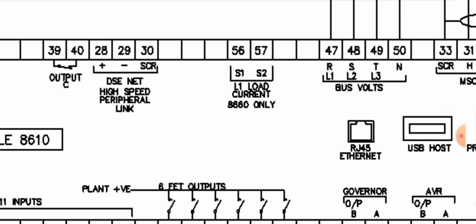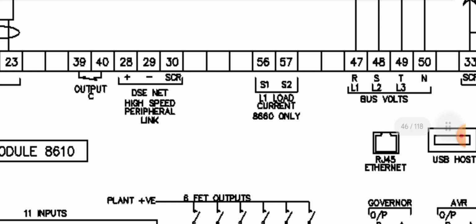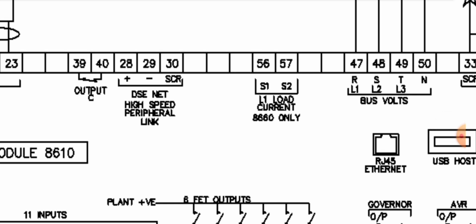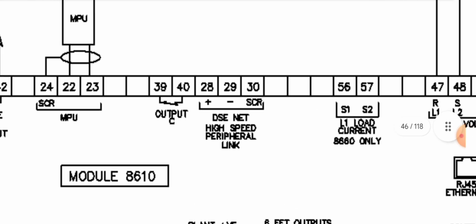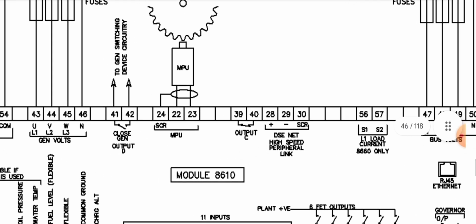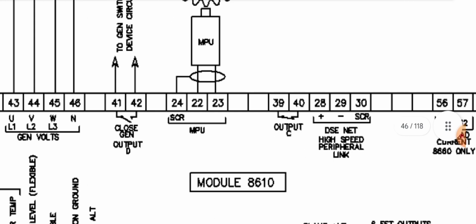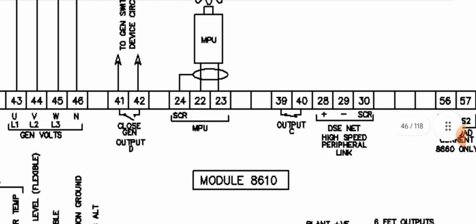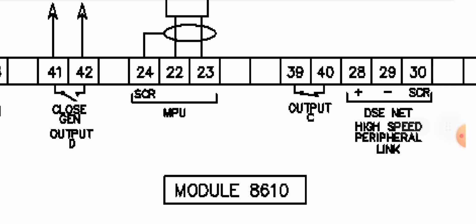As you can see here, pin 56 and pin 57. This is the group CT connection. Pin 39, 40, 28, 29, 30. This is the DSE high speed peripheral link. Pin 39 and pin 40 are the output for the contactor.